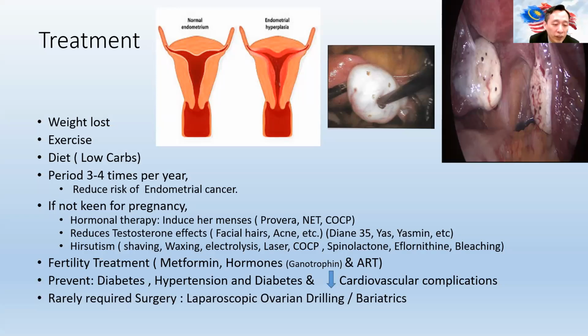Fertility: if they are keen for fertility treatment, you can start metformin. You can give some clomiphene or Femara that I have spoken about just now, or if this fails, you can refer to us for further fertility treatment. Also, prevention is important for diabetes, high blood pressure, and cardiovascular complications. Rarely they require laparoscopic ovarian drilling and also bariatric surgery, that means bypassing the stomach.